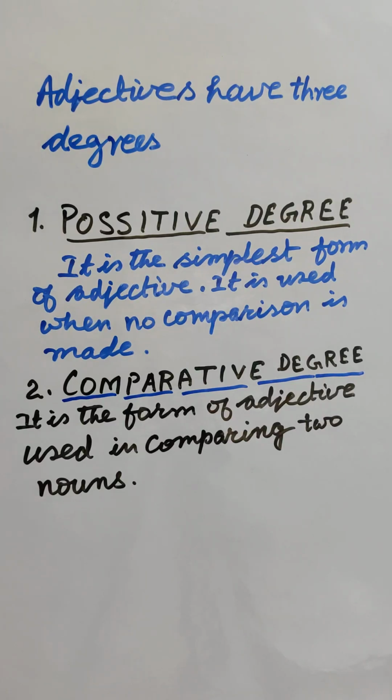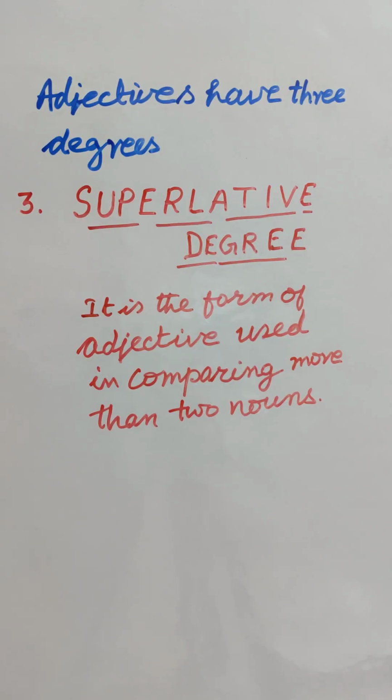Adjectives have 3 degrees. First is positive degree. It is the simplest form of adjective. It is used when no comparison is made. Second, comparative degree. It is the form of adjective used in comparing two nouns. Third is superlative degree. It is the form of adjective used in comparing more than two nouns.